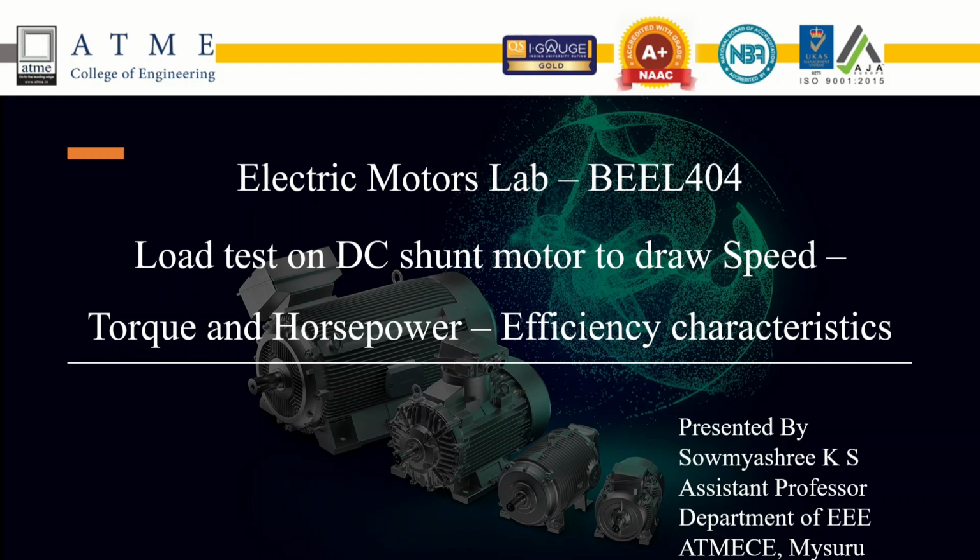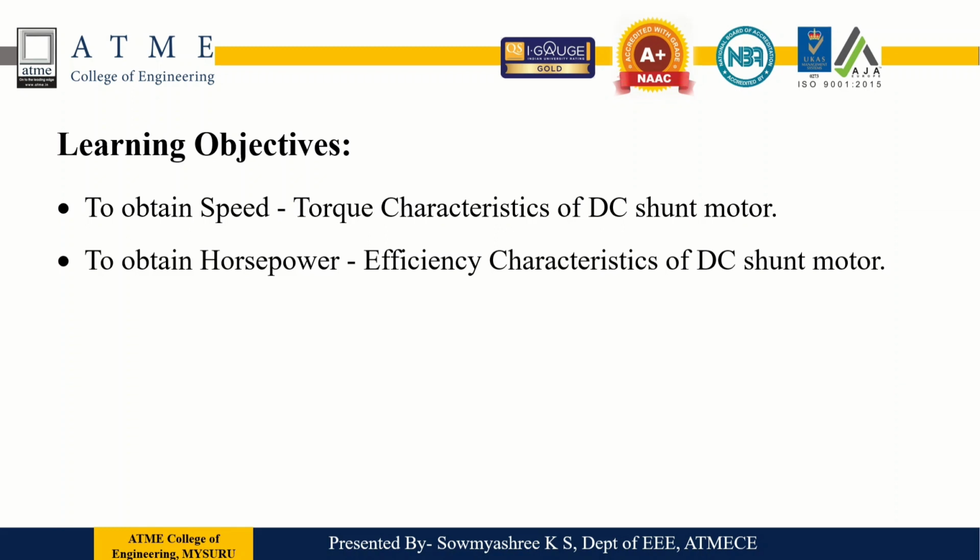I welcome students of EEE to the demonstration sessions of the experiments in the Electric Motors Laboratory. The course code of this laboratory is BEEL 404. Today we are going to demonstrate the experiment load test on DC shunt motor to draw speed, torque and horsepower efficiency characteristics. Let us move on to the learning objectives of this experiment: to obtain speed torque characteristics of DC shunt motor, and to obtain horsepower efficiency characteristics of DC shunt motor.